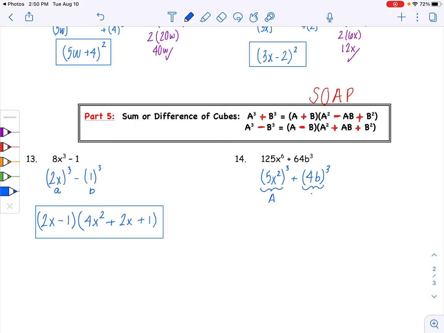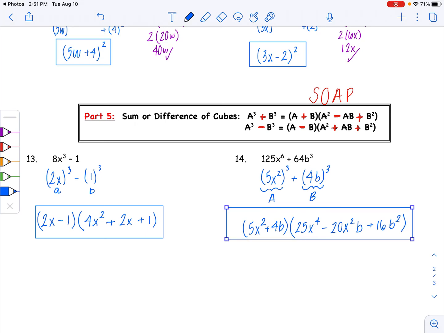This is my A term. This is my B term. It's sum, so I'm using the first formula. So it would be 5x squared plus 4b. I have to square my A value, so it'll become 25x to the 4th. I need to put a subtraction sign, A times B. That'll get me 20x squared b plus your B value squared, 16b squared. And that is your final answer with sum and difference of perfect cubes.